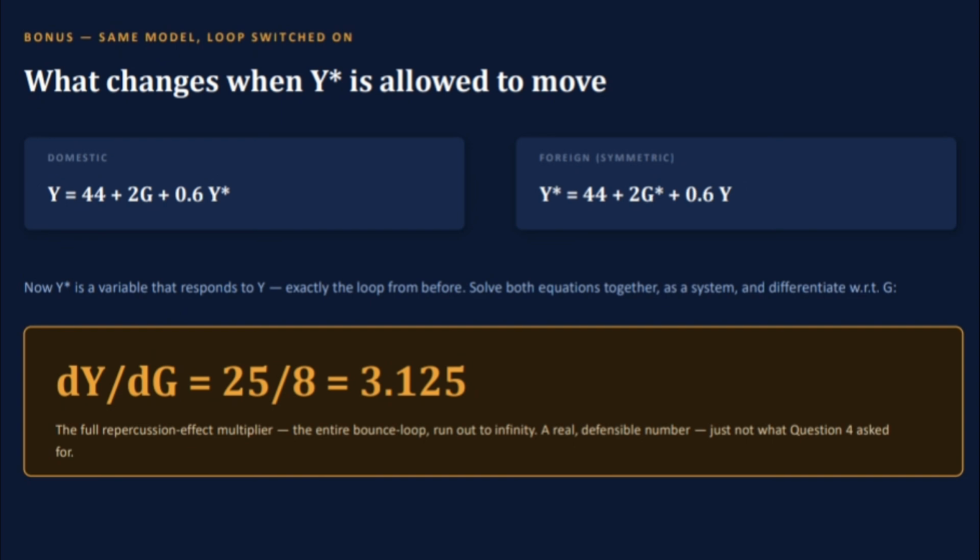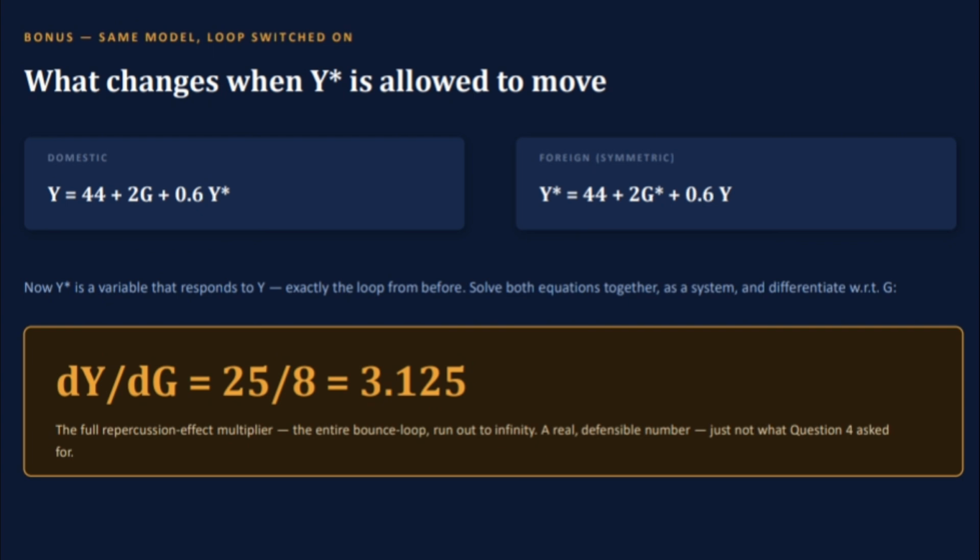Now, purely as a bonus, because I think it makes you a much stronger student, let's switch the repercussion effect back on and see what changes. The question tells us the foreign economy follows the exact same equations as the domestic one. So foreign output has its own equation, Y star equals 44 plus 2 times G star plus 0.6 times Y. Instead of treating Y star as a fixed number, we now treat it as a variable that responds to domestic Y, exactly the loop we described earlier. Solve the two equations together as a system and differentiate with respect to G. dY by dG equals 25 over 8, which is 3.125.